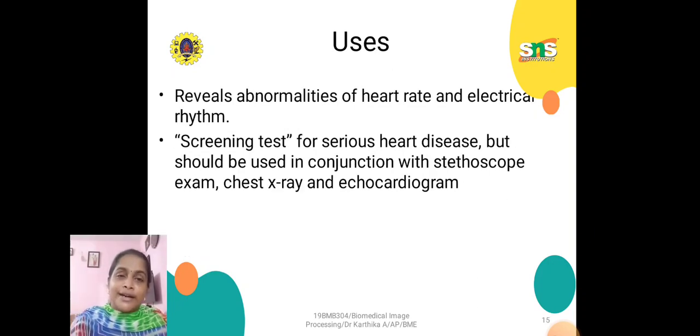And uses: it reveals abnormalities of heart rate and electrical rhythm, and it is a screening test for serious heart disease, but it should be used in conjunction with the stethoscope exam, chest x-ray and echocardiogram.